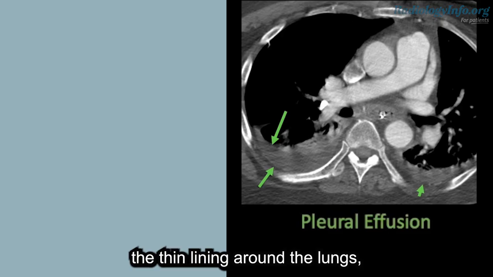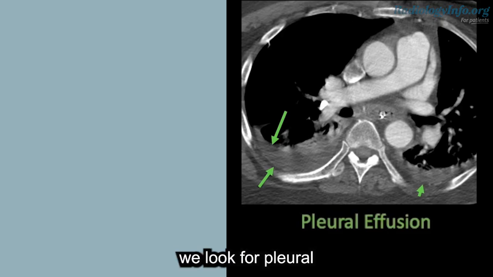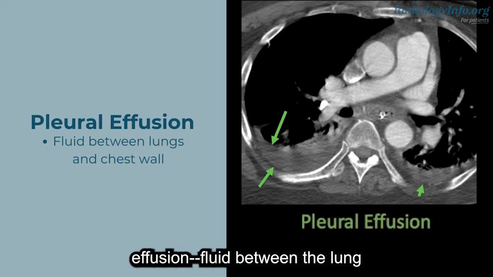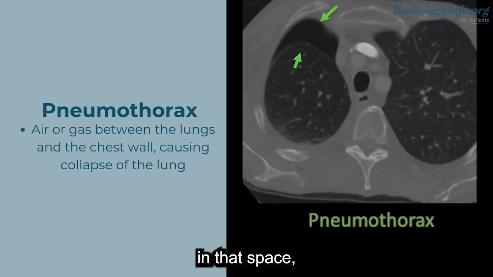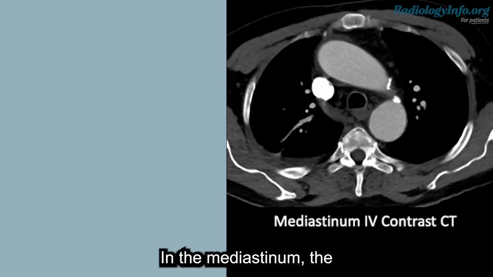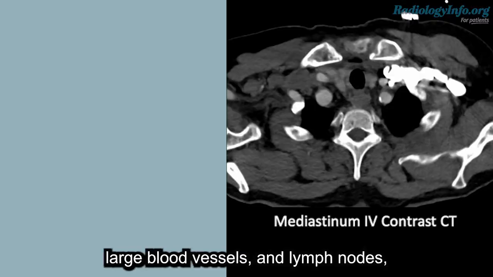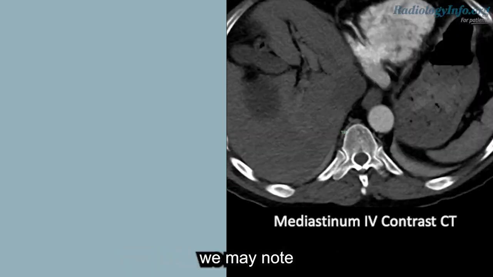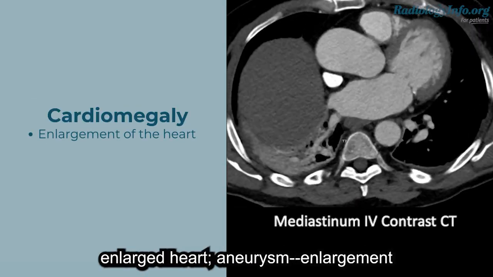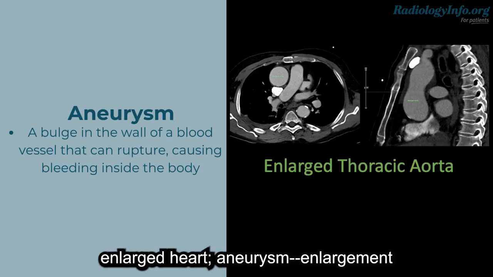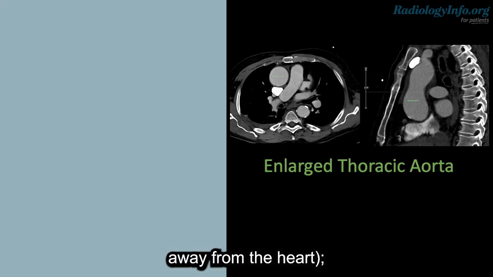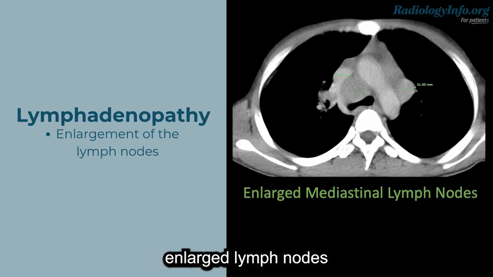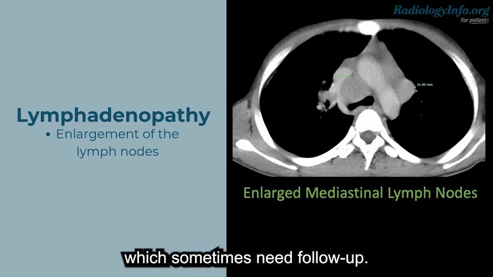In the pleura, the thin lining around the lungs, we look for pleural effusion, fluid between the lung and the chest wall, and pneumothorax, air in that space, which can cause the lung to collapse. In the mediastinum, the central area containing the heart, large blood vessels, and lymph nodes, we may note cardiomegaly, an enlarged heart, aneurysm, enlargement or bulge of the aorta, the large artery taking blood away from the heart, and lymphadenopathy, enlarged lymph nodes, which sometimes need follow-up.